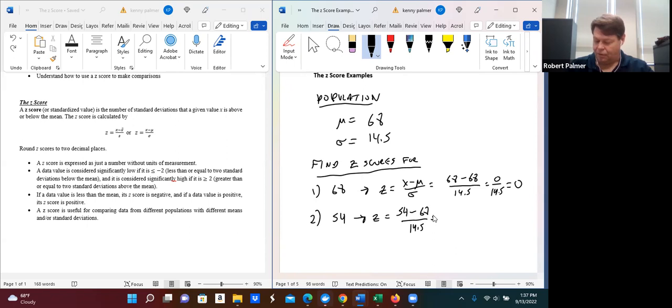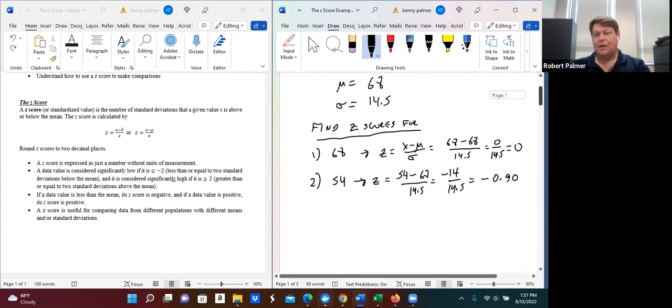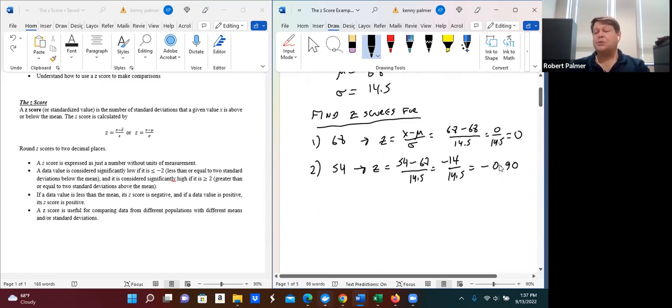So 54 minus 68, this will be negative. So negative 14 divided by 14.5. That's equal to negative 0.90 to two decimal places. As we can see, that's below the mean, and it's close to 1 standard deviation below the mean.